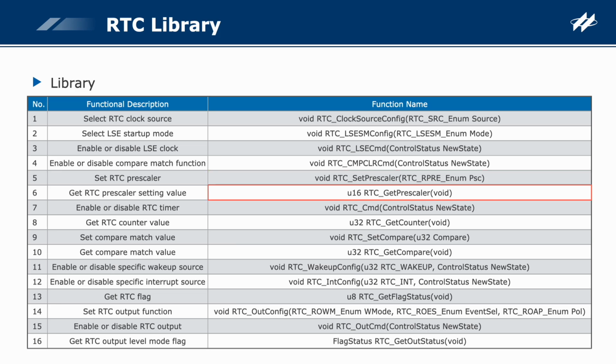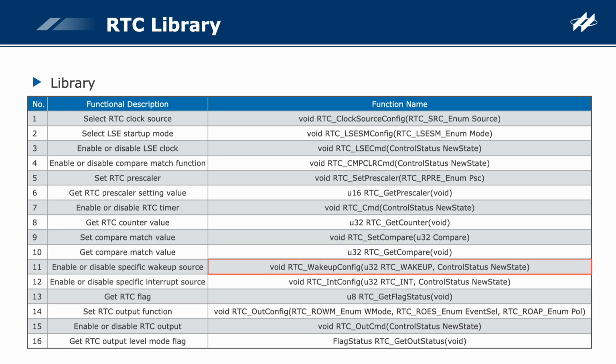The sixth function is used to get the RTC prescaler setting value. The seventh function is used to enable or disable the RTC timer. The eighth function is used to get the RTC counter value. The ninth function is used to set the RTC compare match value. The 10th function is used to get the RTC compare match value.